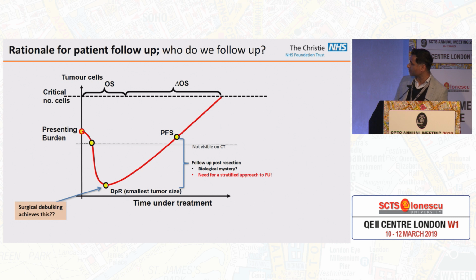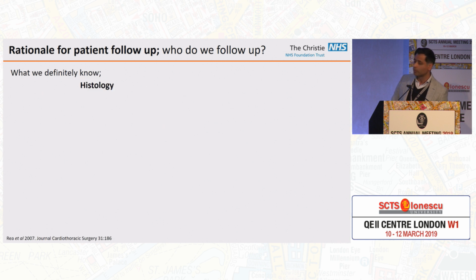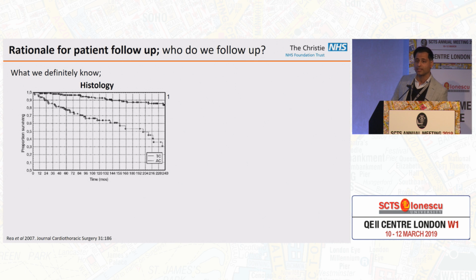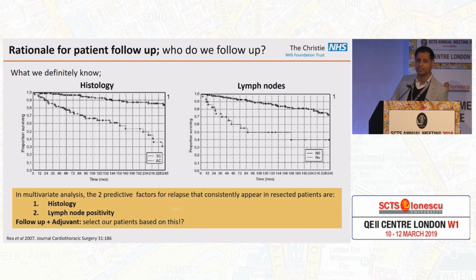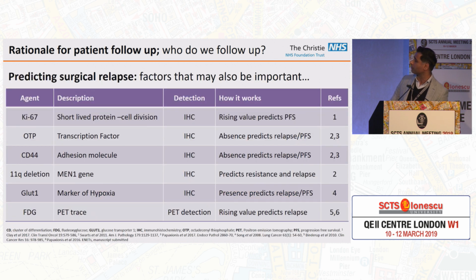And so we come back to this graph. What we need here is a stratified approach. So we know two things already. We know that histology is an adverse factor if it's an atypical carcinoid, so you follow up your atypical carcinoids. We know that lymph nodes are an adverse factor, and so lymph node positive cancers should be followed up. So there we go, multivariate analysis. We know that we should be following up those two patients at least. Can we go any further?